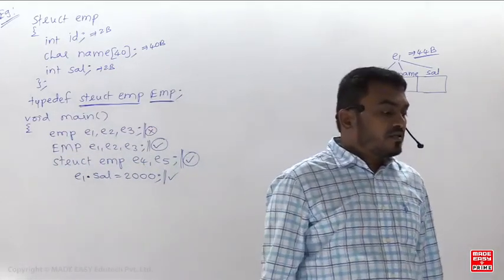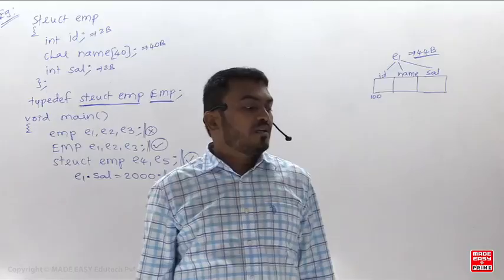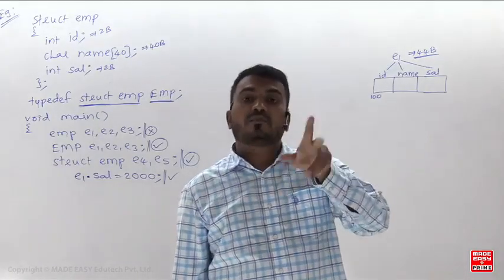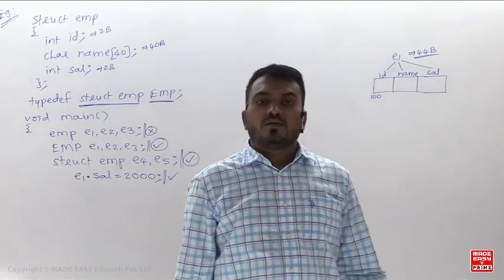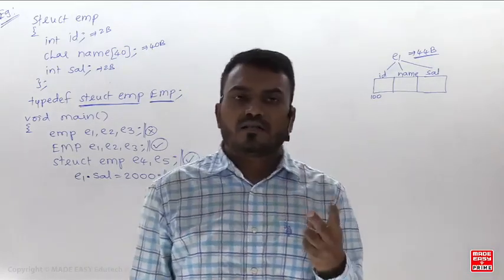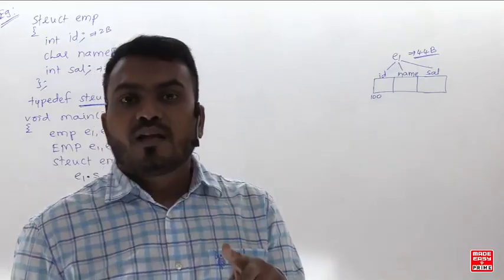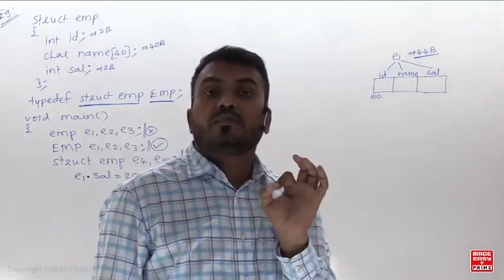What should dot read? What do you read? I told in the first line only. You are using two different operators in structures. One is a dot, second one is an arrow. Dot means what? You should have clarity in the terminology.